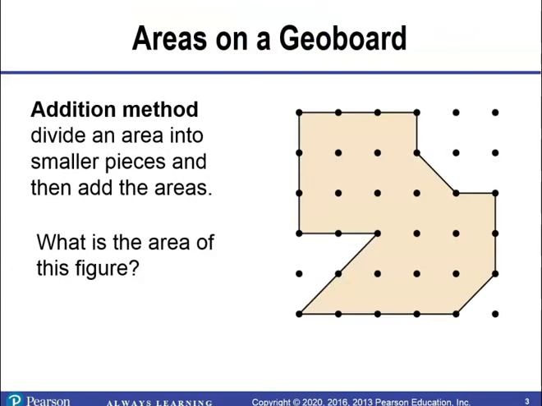All right, so let's talk about a geoboard. You may have seen this before. It's basically an array of dots, and it's a good way to plot points, to talk about the slope of a line, and talk about area. And so we have an addition method for area. If you divide an area into smaller pieces, and then add the areas, then that's a good way to calculate area. So what is the area of this figure?